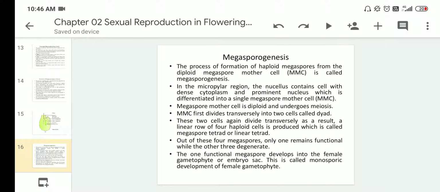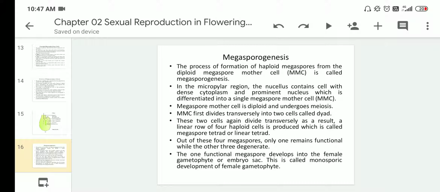Actually, it is one of the hypodermal cells which behaves as the MMC, having a distinct nucleus and dense cytoplasm. The megaspore mother cell is diploid and undergoes meiosis. MMC first divides transversally into two cells called dyad. These two cells again divide transversally. As a result, a linear row of 4 haploid cells is produced, which is called megaspore tetrad or linear tetrad.